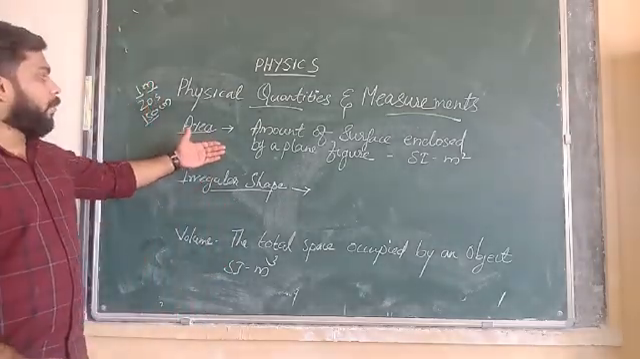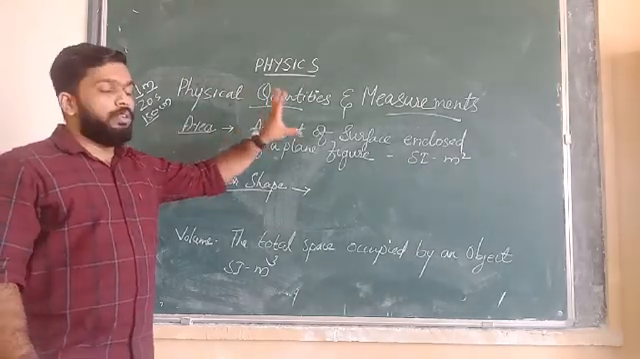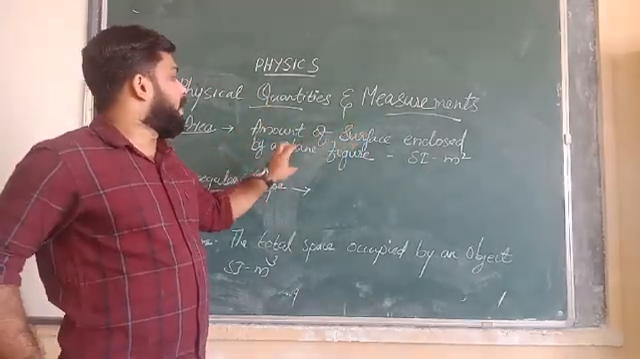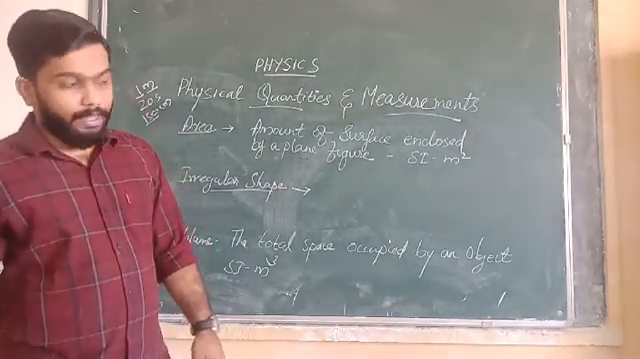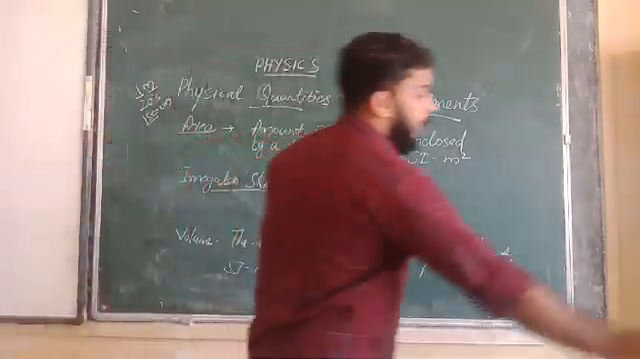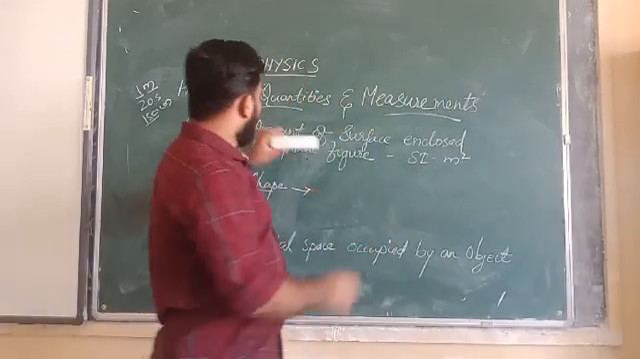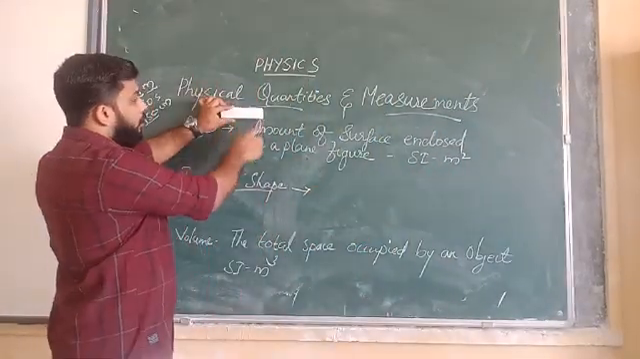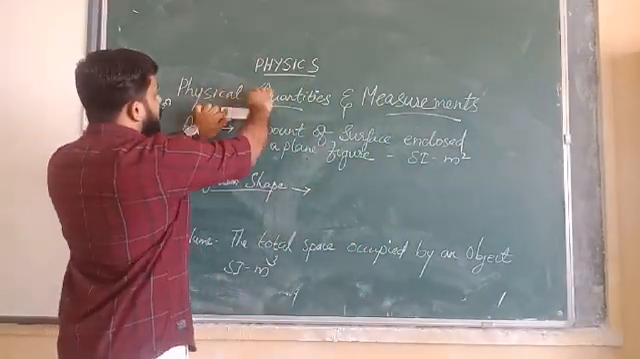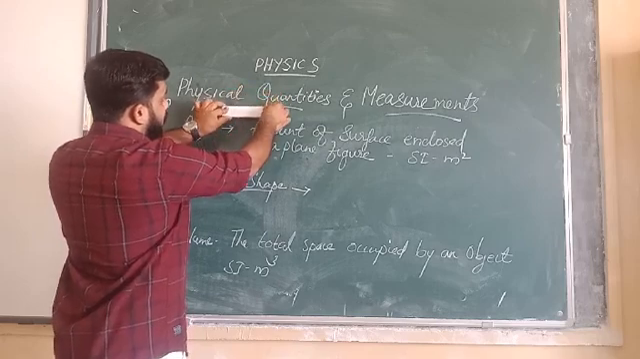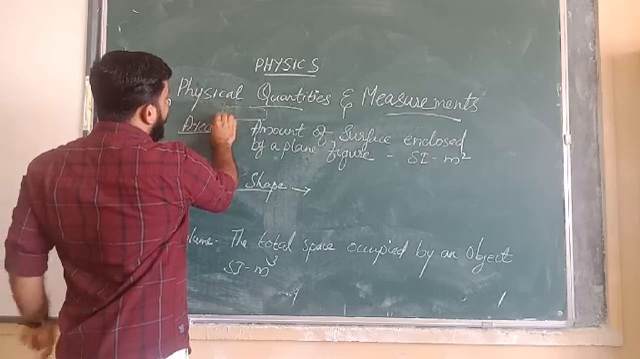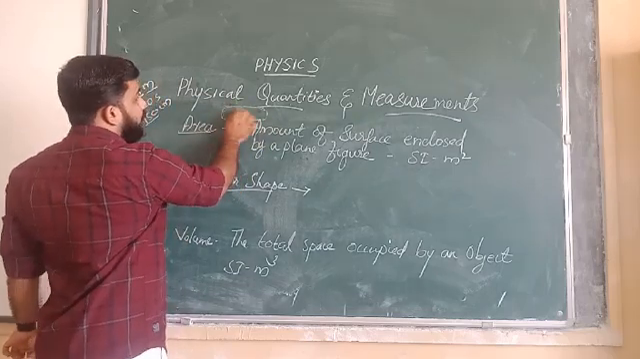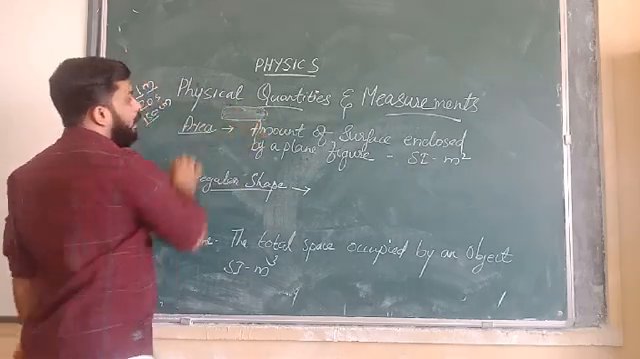In the previous class we learned about the measurement of length, area, time and mass. Area, I hope you remember that word. What is area? Amount of surface enclosed by a plane figure. For example, if I take this duster and keep it on the board, I am not going to consider the height of it. I will be considering only the outline. The amount of surface enclosed by this object is called area.